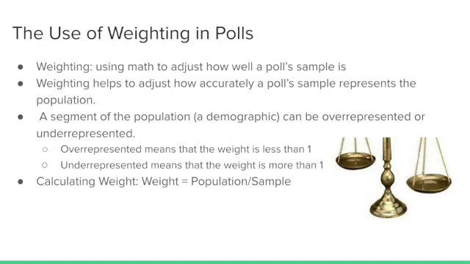The use of weighting in polls: weighting is using math to adjust how well a poll sample represents the population. Weighting helps to adjust how accurately a poll sample represents the population. A segment of the population can be overrepresented or underrepresented. Overrepresented means the weight is less than 1, and underrepresented means it's more than 1. Calculating weight: weight equals population divided by sample.